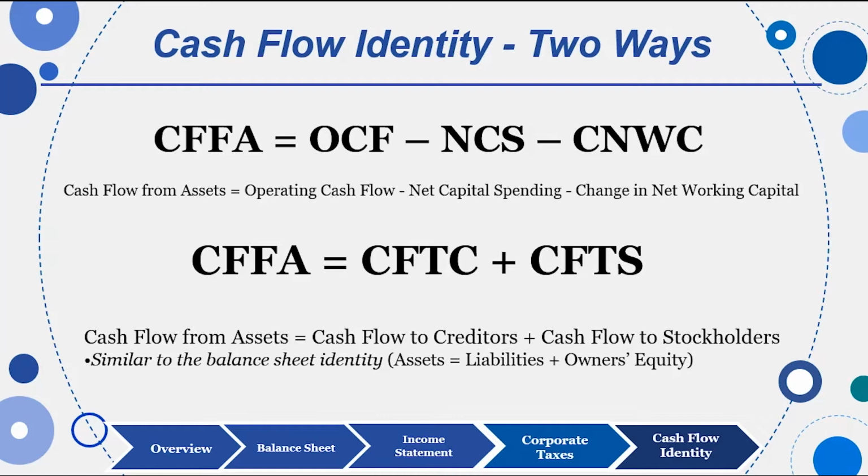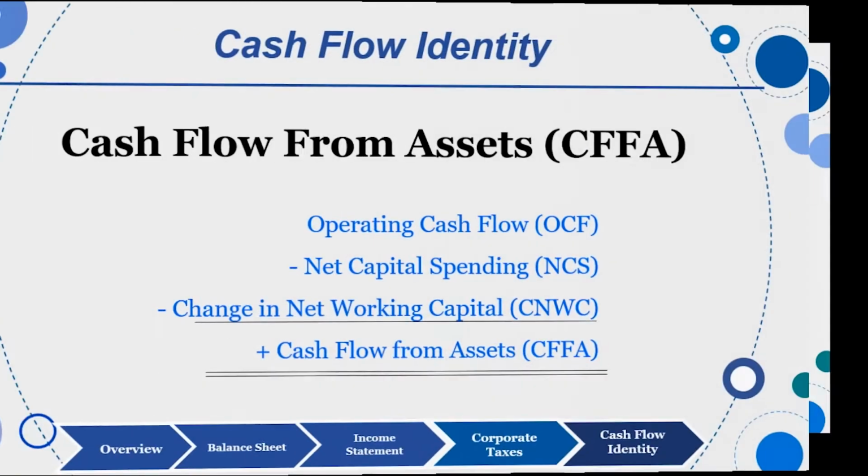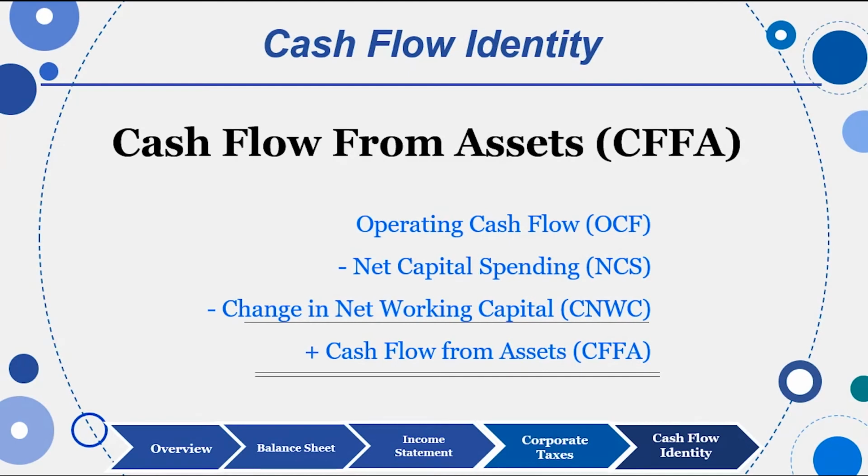So we have to know how to calculate the components. Cash flow from assets, or free cash flow, is equal to OCF minus NCS minus CNWC: operating cash flow minus net capital spending minus change in net working capital. That's also equal to cash flow to creditors and cash flow to stockholders. As I said, similar to the balance sheet, so that equation you don't have to memorize because it looks very much like the balance sheet.